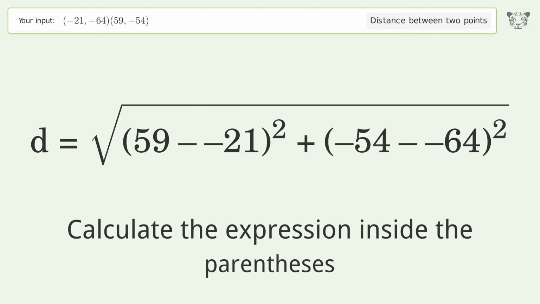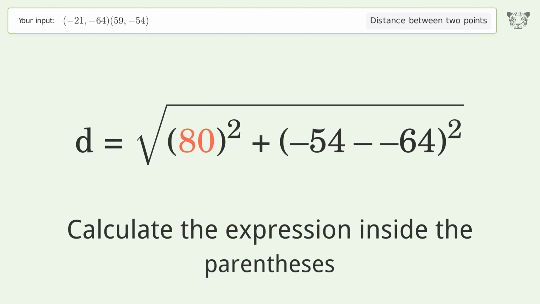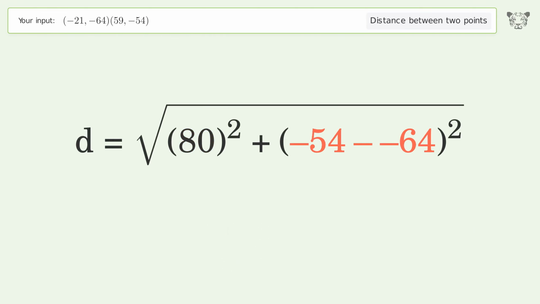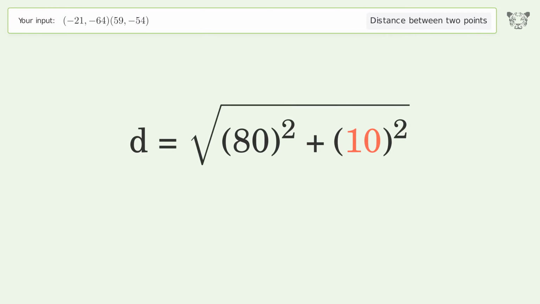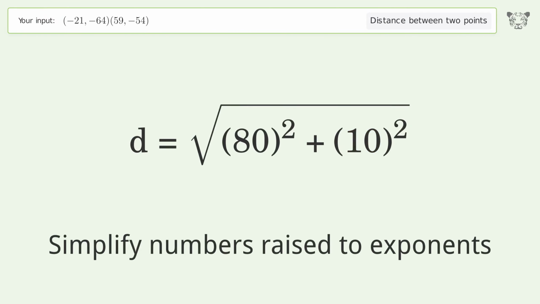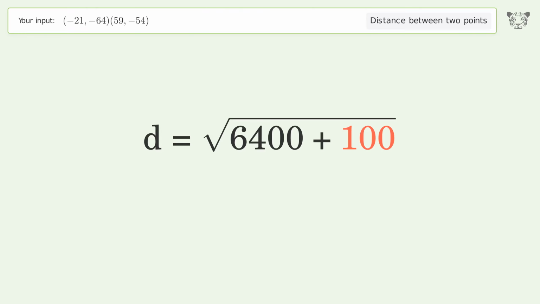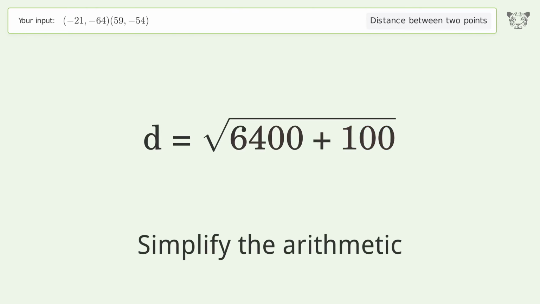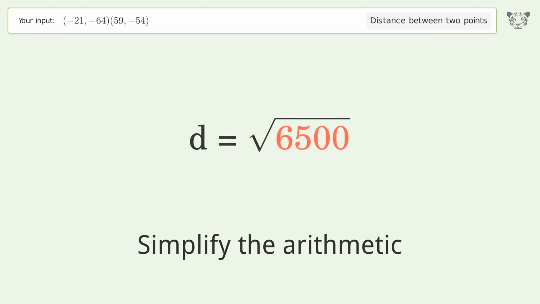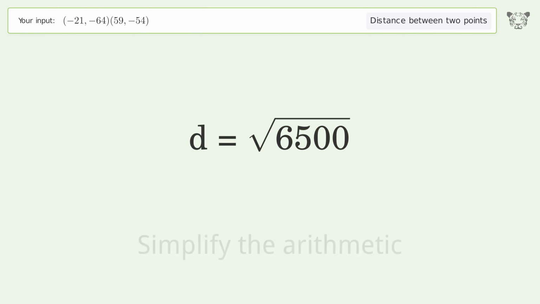Calculate the expression inside the parentheses. Simplify numbers raised to exponents. Simplify the arithmetic. And so the distance between the 2 points is the square root of 6,500, or 80.623.